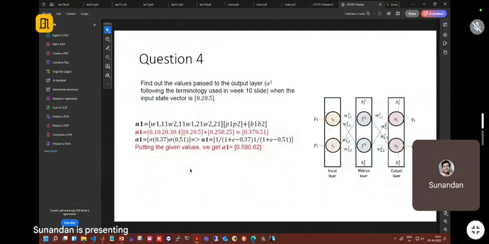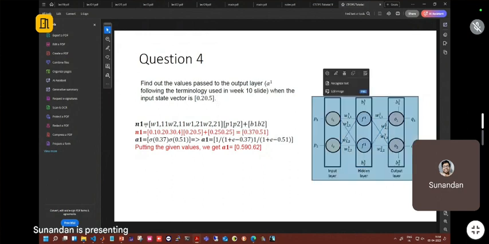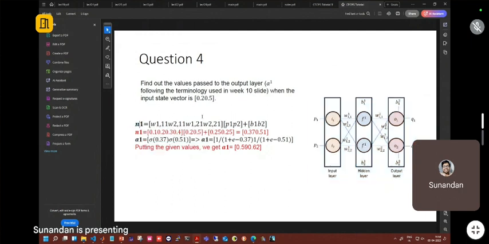So question 4 here: find out the values passed to the input layer, following the terminology used in the week 10 slide, when the input state vector is this. So we know how to compute this. This is a very straightforward question. So how do we define n? N is basically the set of weights multiplied by inputs plus bias. This is the whole n value, and when it is passed through the activation function, it becomes a. That is the terminology that we used.